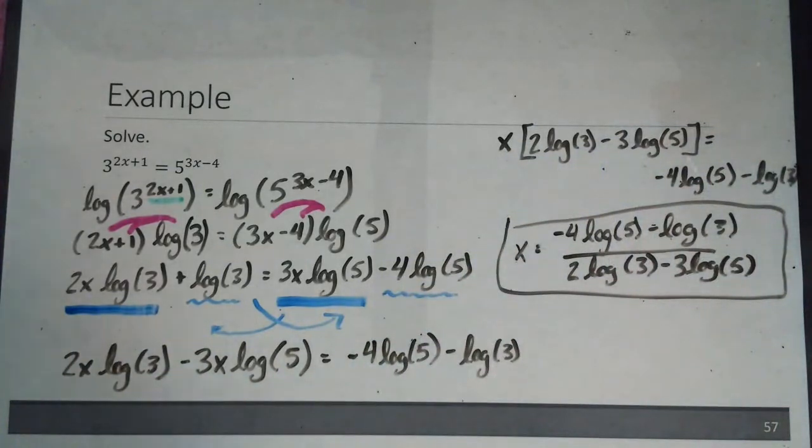I'm going to walk through this one more time just because there are a lot of steps, and I want to make sure you know where each step comes from. So in the very beginning, we had 3 raised to the 2x plus 1 power is equal to 5 raised to the 3x minus 4 power. Because my variables are in the exponents, I need to figure out a way to make them so they're not in the exponents. And I know that Amanda's favorite log rule is going to allow me to do that.